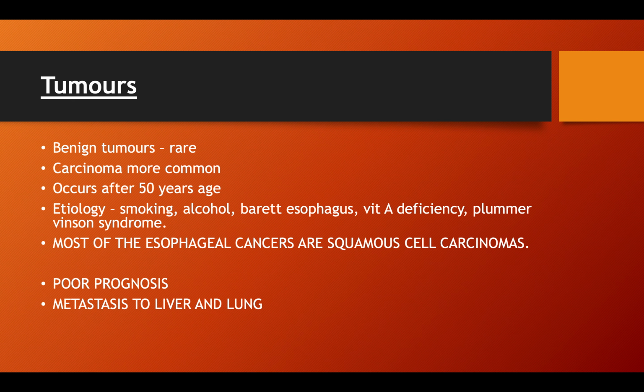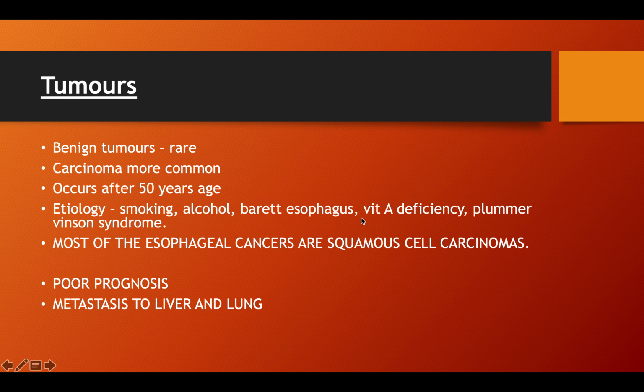Tumors which occur in the esophagus, benign tumors are normally rare. They're always carcinoma. So it occurs after 50 years of age. Etiologies, again, all those etiologies which cause esophagitis. They can be smoking, alcohol. Smoking and alcohol are probably the etiology of so many types of cancers. So smoking, alcohol, Barrett's esophagus, vitamin A deficiency.